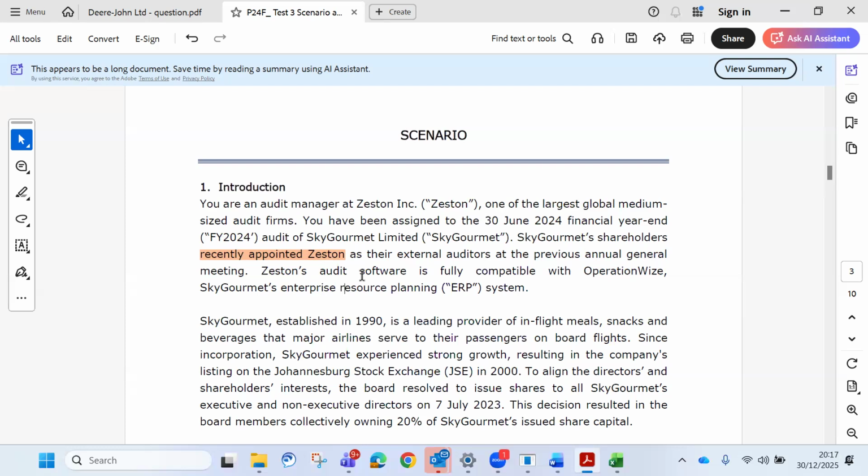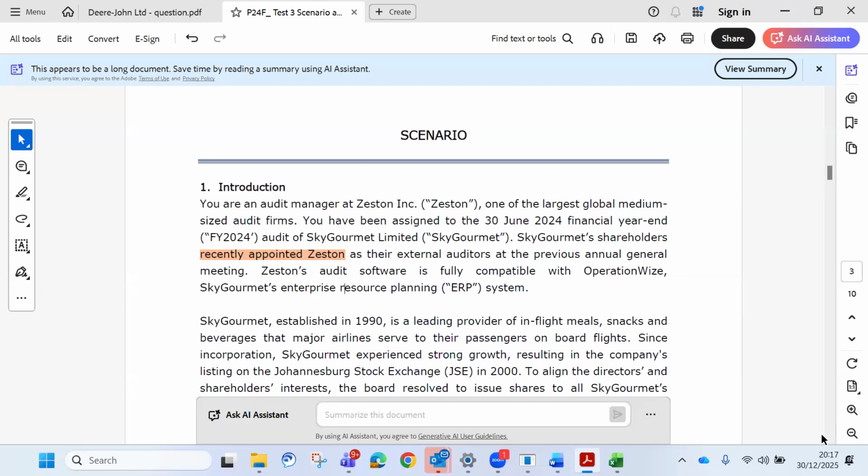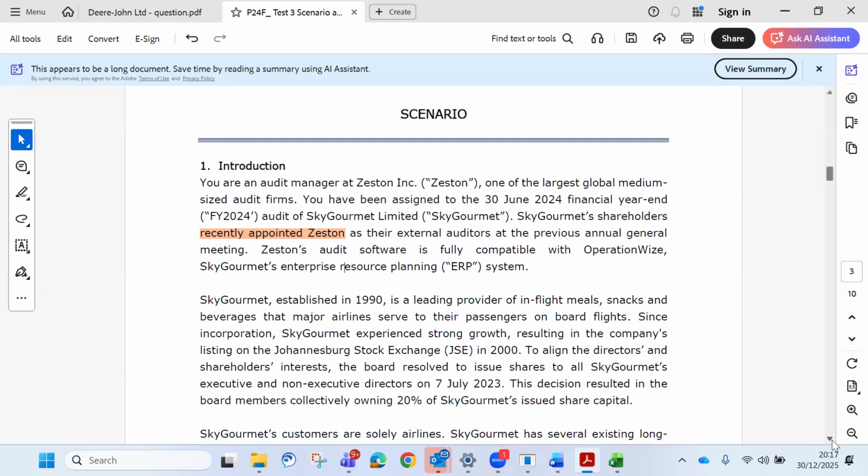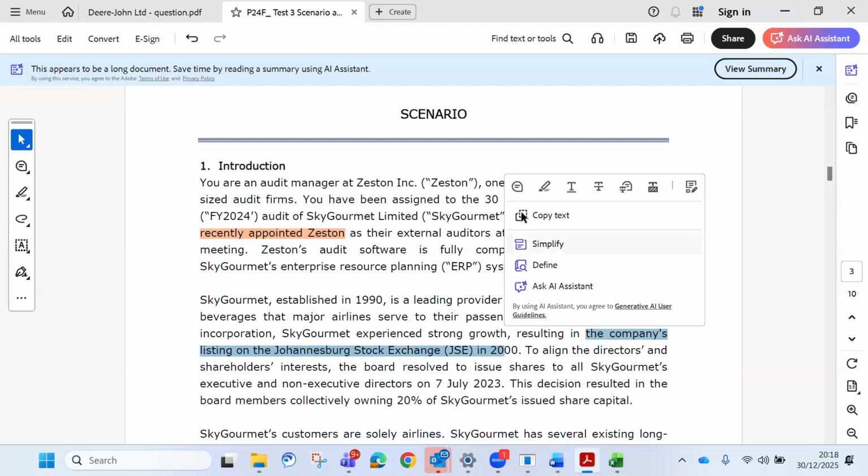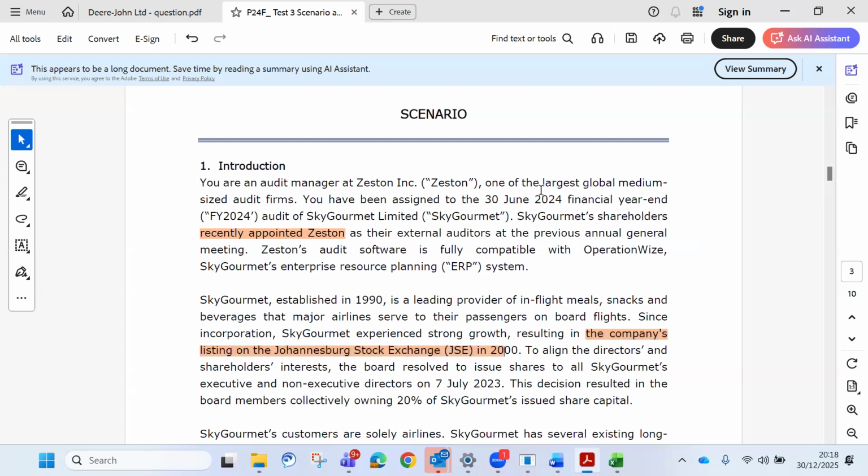Sky Gourmet, established in 1990, is a leading provider of in-flight meals, snacks, and beverages that major airlines serve to their passengers on board flights. Since incorporation, Sky Gourmet has experienced strong growth, resulting in the company's listing on the JSE. Do you see now? You bring in all those JSE points. Yes.